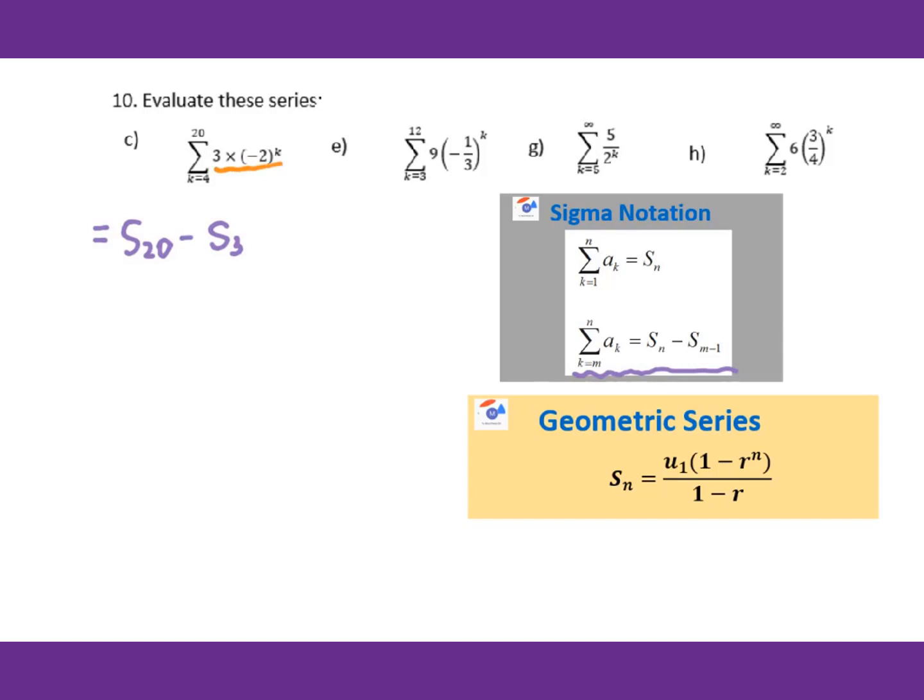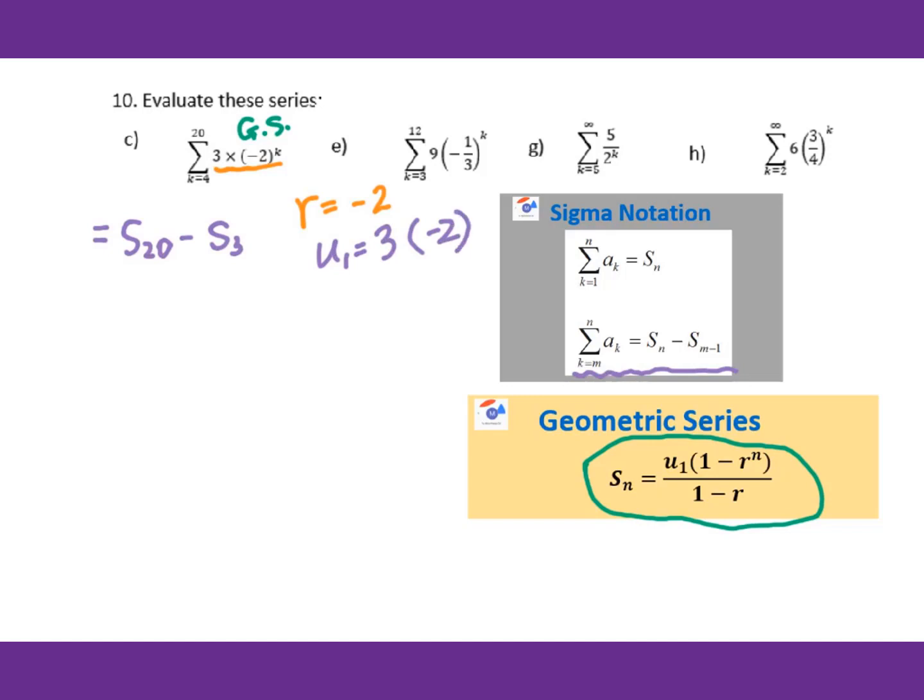This is an exponential function. Therefore, we could see this is a geometric sequence. We know base equals r, that is negative 2. We've got to use this formula to figure out S sub 20 and S sub 3. We need to know u sub 1 equals 3 times negative 2 to the first power. Therefore, you get negative 6.